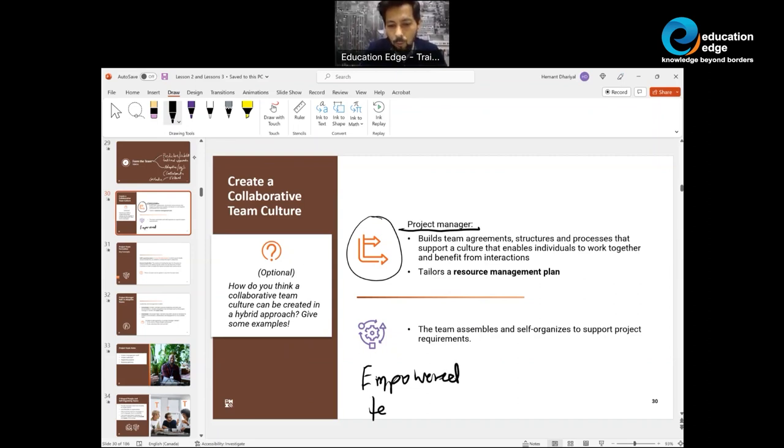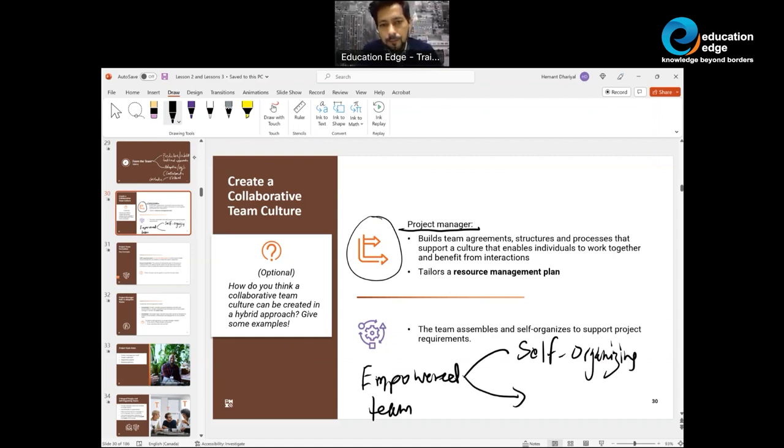Empowered team. What does that mean? Empowered teams are self-organizing, and empowered teams are self-directing. Self-organizing. They are responsible for choosing the work that they will do.